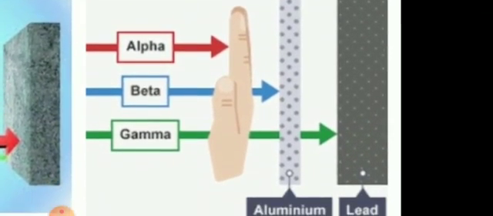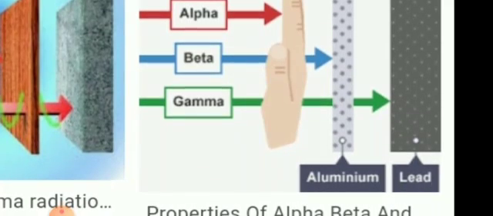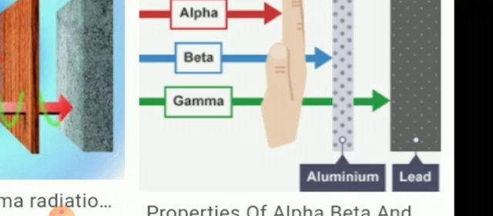In this figure you can see that the alpha particles will penetrate only to a human hand, while beta particles cross the hand and penetrate into an aluminum foil, while the gamma radiations cross through the hand as well as the aluminum and penetrate into the lead.